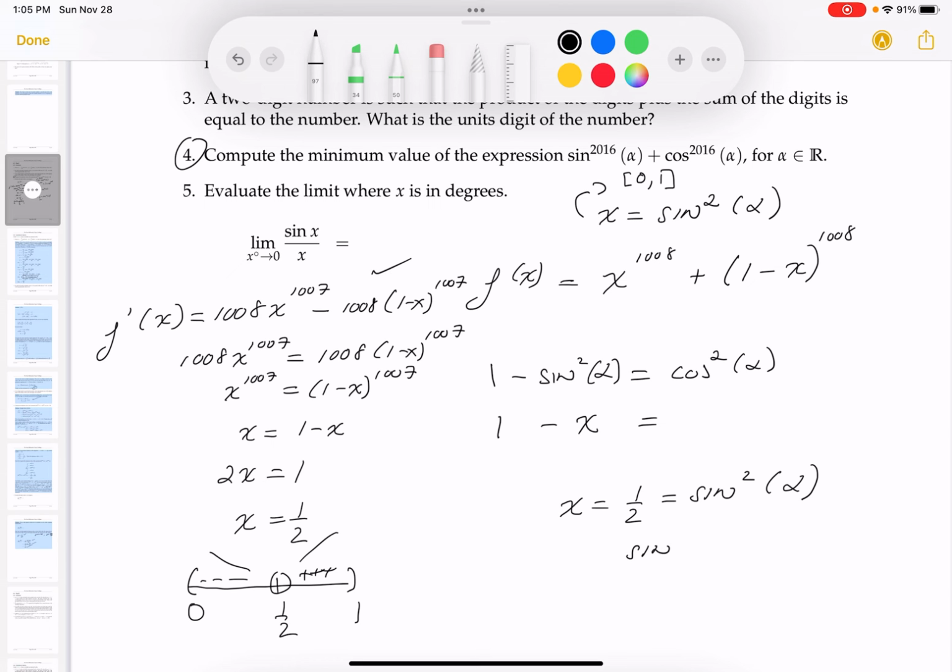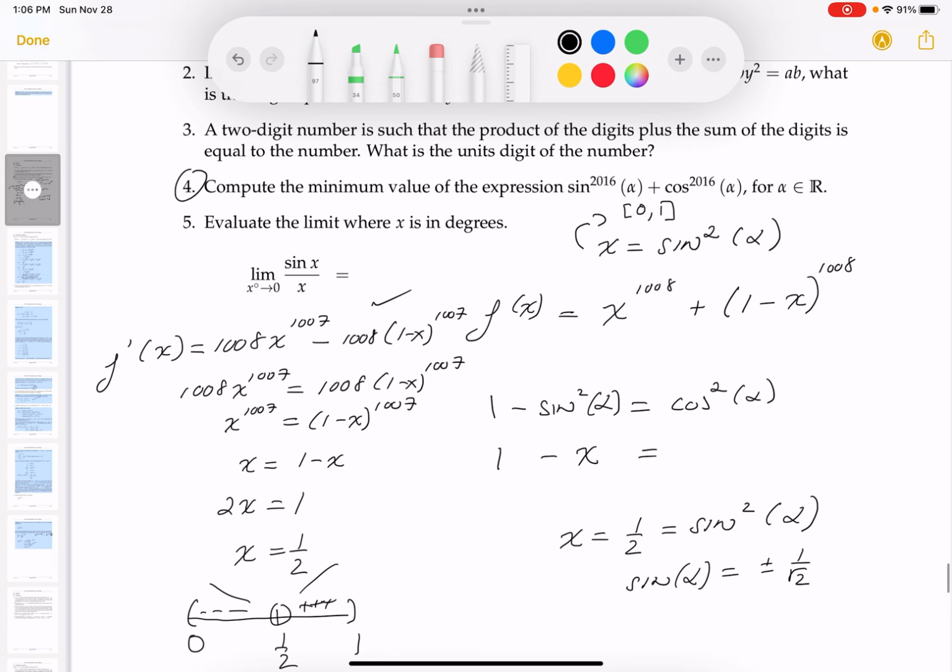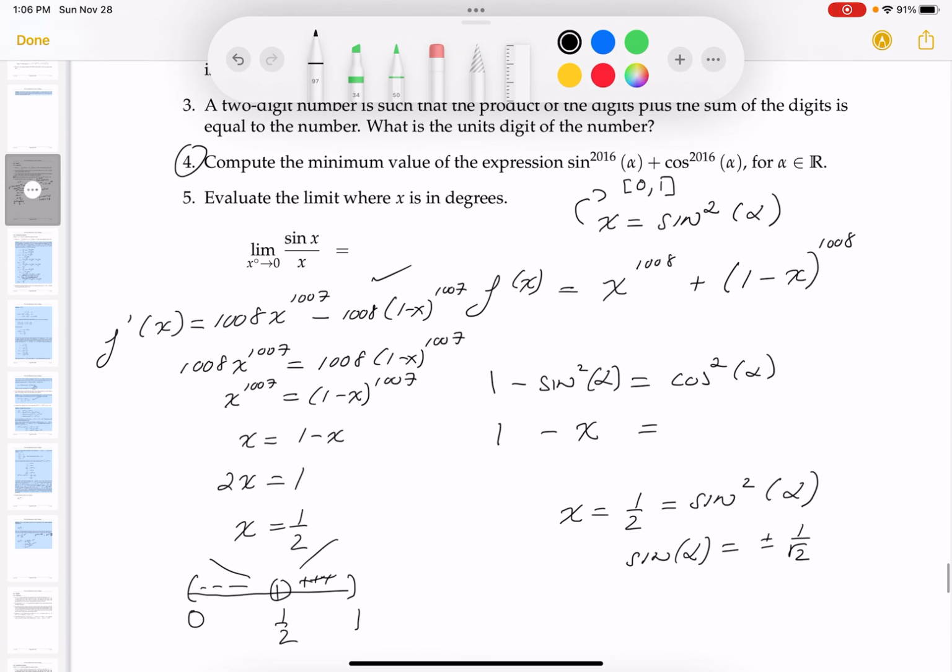Sine of alpha. Oh, you know, I don't think I need to do that. Actually, I should do it. Whether I need to do it or not is incidental. Plus or minus 1 over root 2. Do I need to know what alpha is, though? What's your question over here? Compute the minimum value. No, I don't need to find alpha. I just need to compute the minimum value, right? And let's see if we can do that.